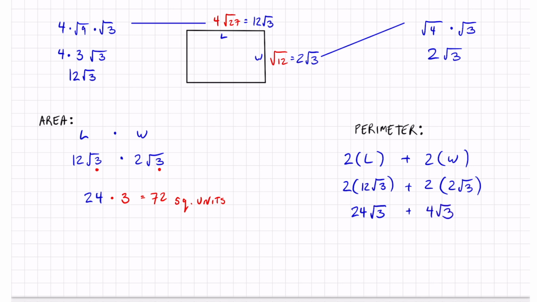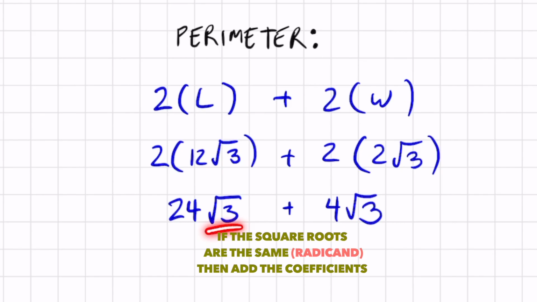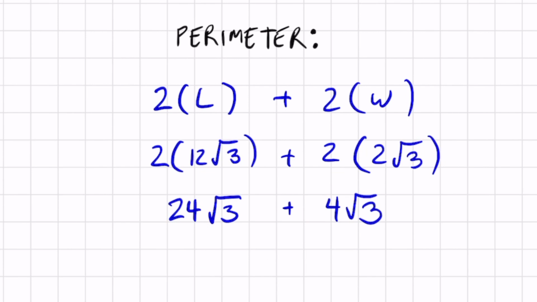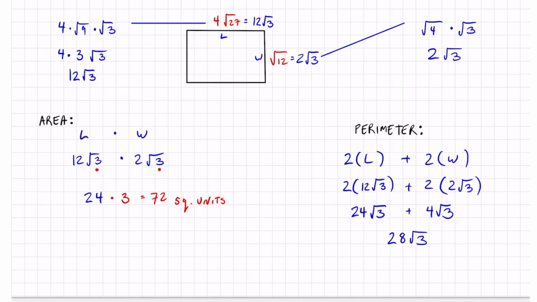And the rule with adding and subtracting square roots, if they got the same square roots, all we got to do is add the numbers in the front. Kind of like combine like terms. That's going to end up being 28 square root of 3. Final answer. Hope this was a good review for you.